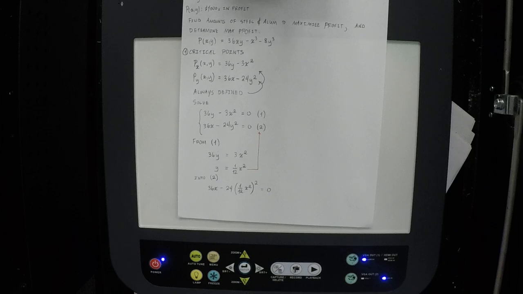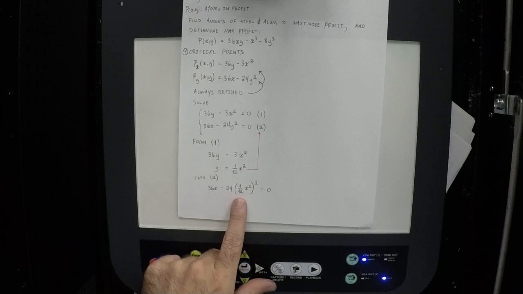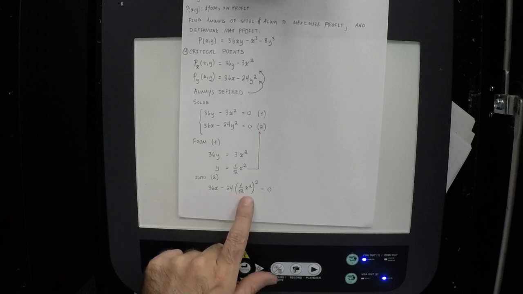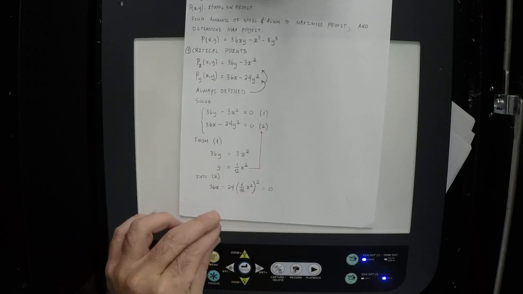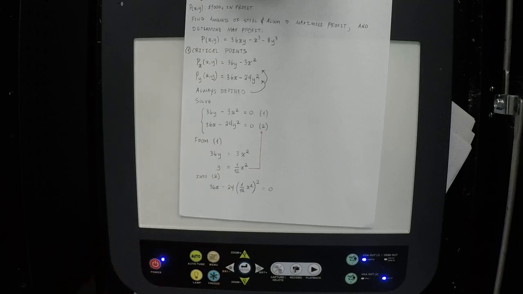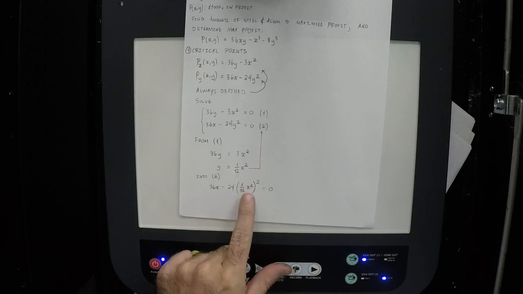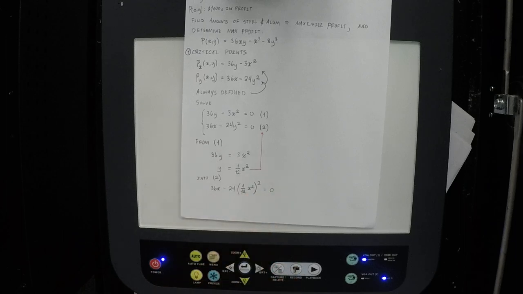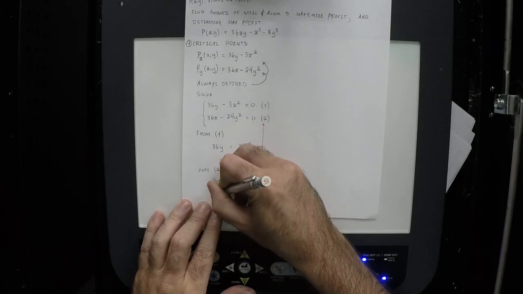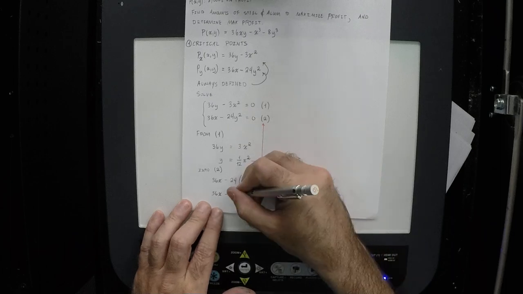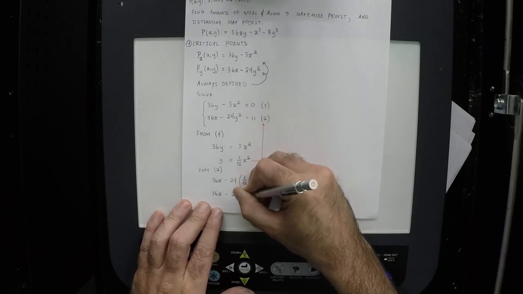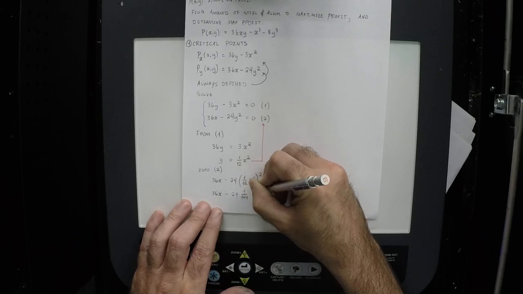Okay. So let's think about this for a minute. What do you get if you square this thing? That is to say, how does this simplify? Very good. Okay, so then we get 1 over 12 and another 1 over 12, and x squared squared is x to the 4. So this would look like 36x minus, if you like, 24 times 1 over 144 times x to the 4 equals 0.